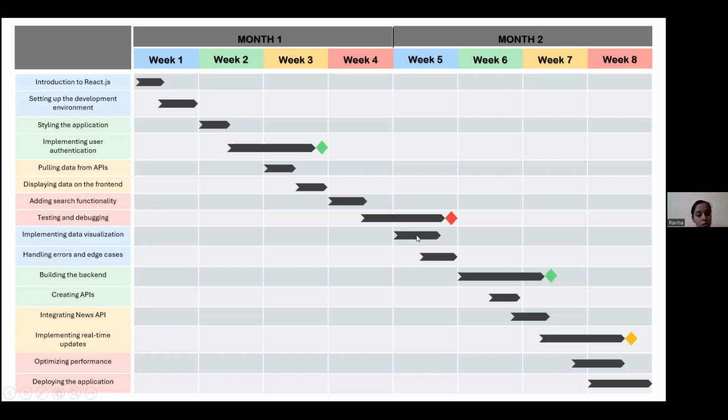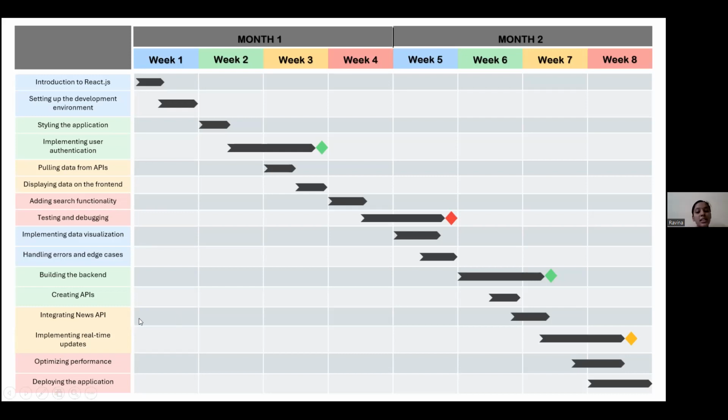And implementing data visualization, handling error and edge cases. So it is the same process where we can handle the errors of data visualization and the task itself. So it comes under week 5. Building the backend and creating API. Building the backend is something that takes time, like connecting the database and adding the search functionalities there. So it takes time, and can extend up to week 7. And creating an API, creating an API for user authentication, can take 2 to 3 days or so.